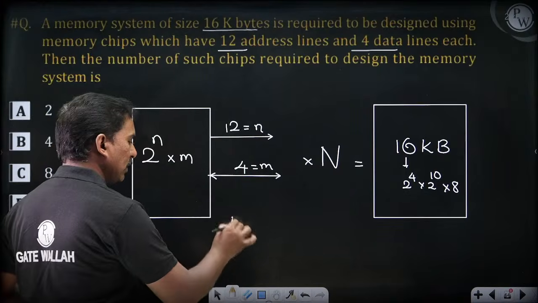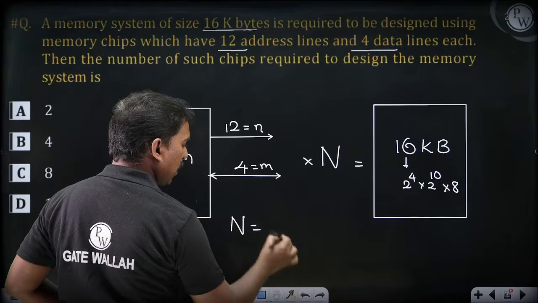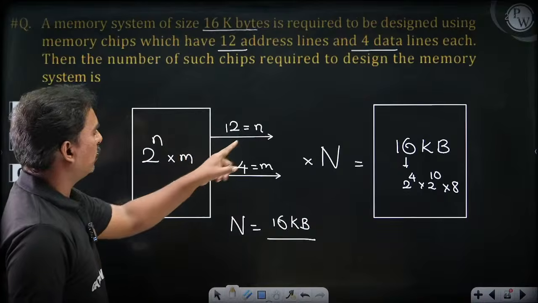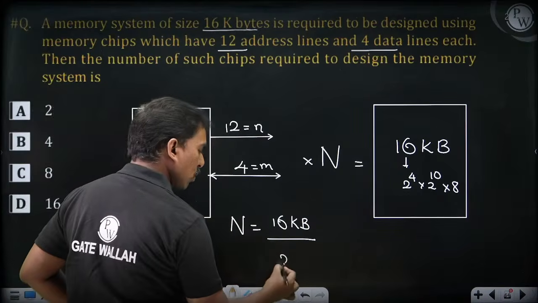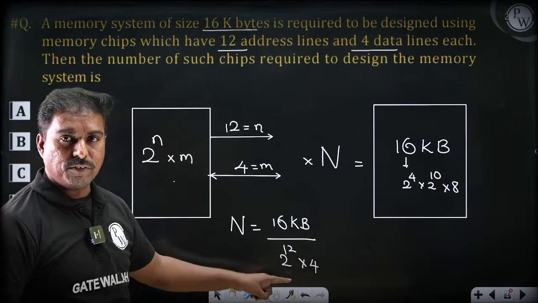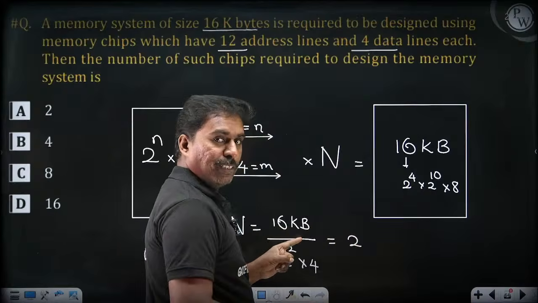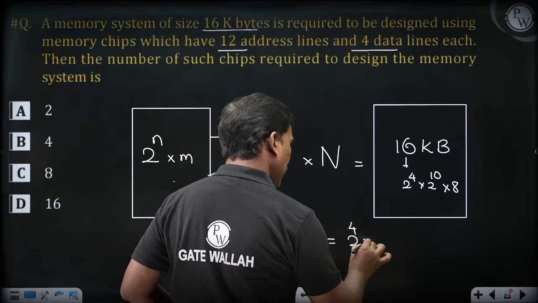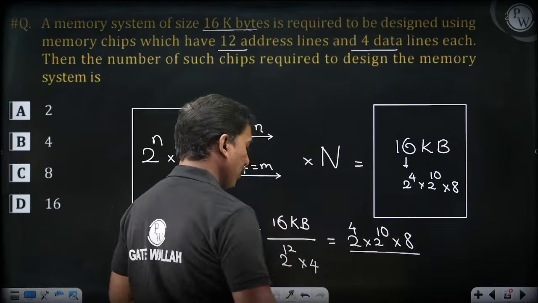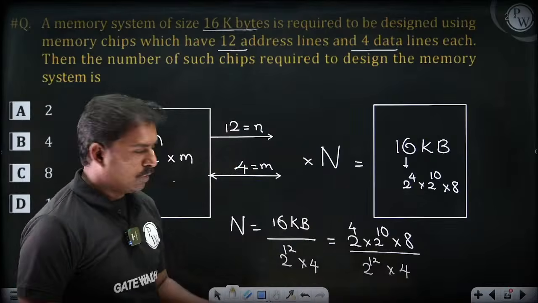So I can write like this. N is equal to 2 power 16 kilobytes divided by this much. How much? 2 power 12 cross 4. 12 address lines and 4 data lines. So from this, what can I write? This is 2 power 4. This is k. So 2 power 4 into k means 2 power 10 into b means 8, whole divided by 2 power 12 cross 4. Got it? So what is the total?